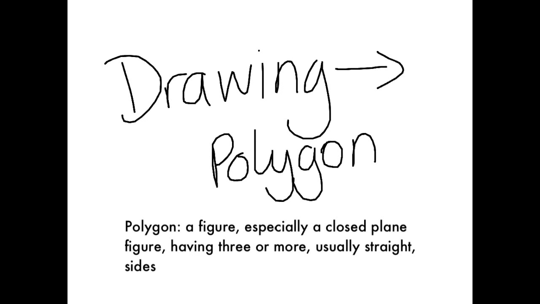So firstly, a polygon is a figure, especially a closed plane figure, having 3 or more usually straight sides. So for example, a triangle is a polygon. It's a closed-in shape. It's got 3 straight sides in this case. That means it has 3 vertices.